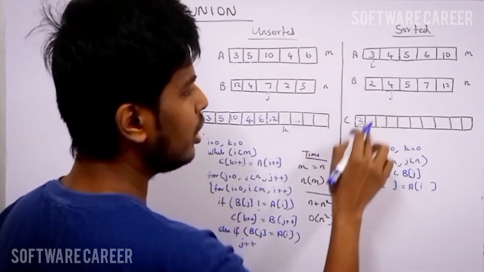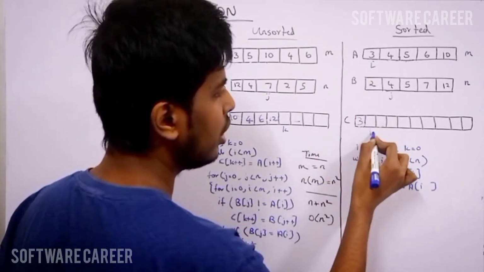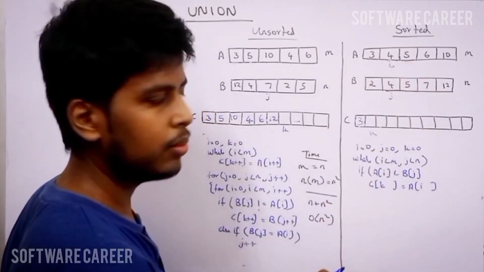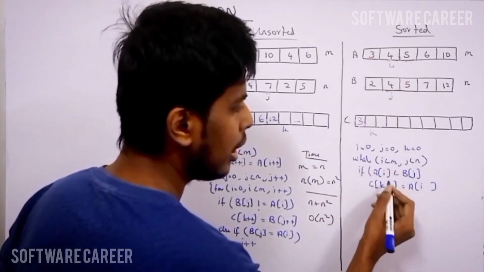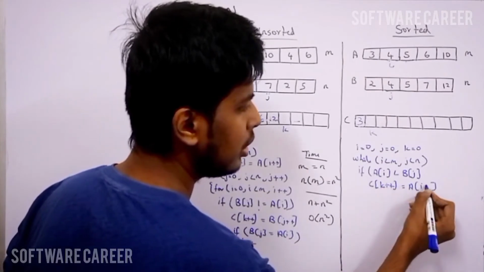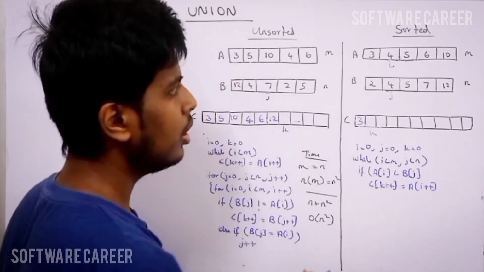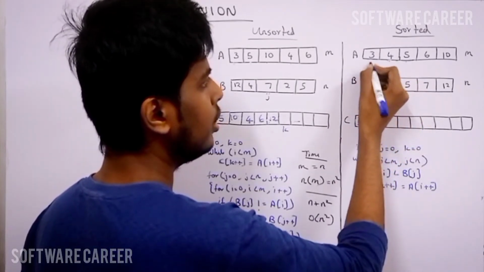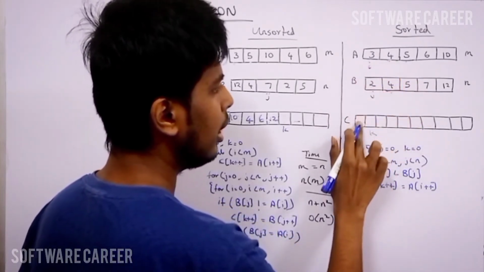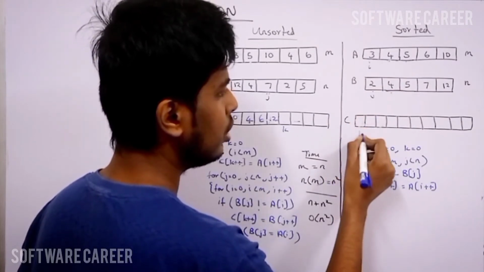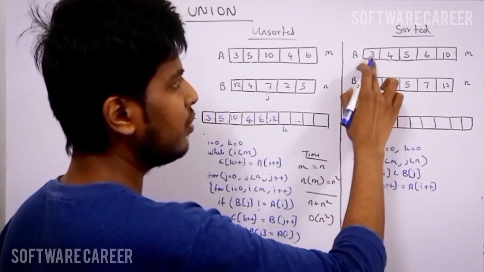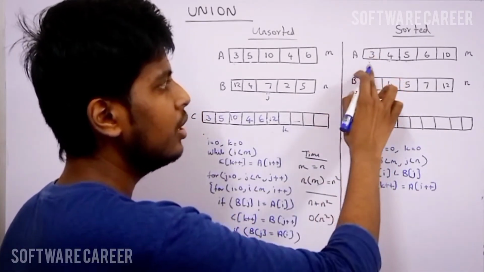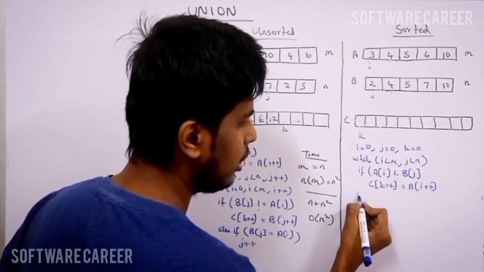Now see, what should I do now? I should increase this K value over here, then I should increase this I value over here, because it's less than. So I am writing K plus plus, I plus plus. Now suppose I is here, J is here, and K is also here. Now I am comparing whether 3 is greater than this 2, whether A of I is greater than B of J. That condition I am writing.